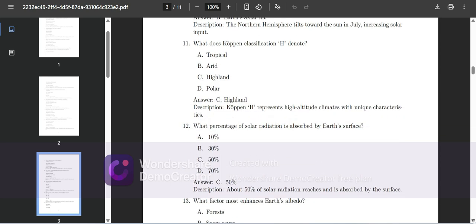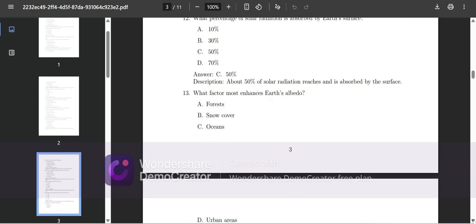What does Köppen classification H denote? Highland. Köppen H represents high altitudes, a climate with unique characteristics. What percentage of solar radiation is absorbed by Earth's surface? About 50%. About 50% of solar radiation reaches and is absorbed by the surface.